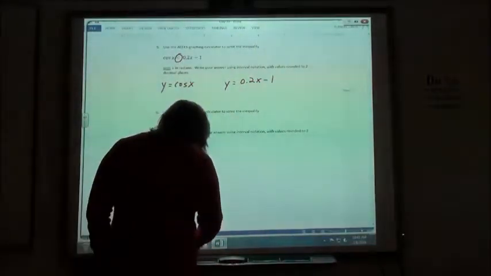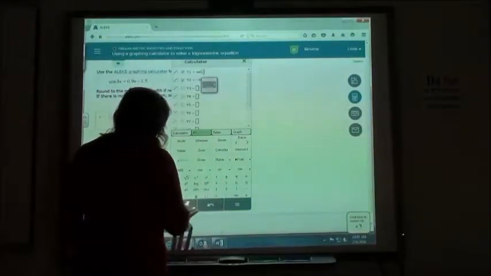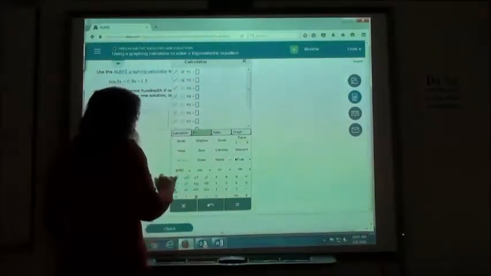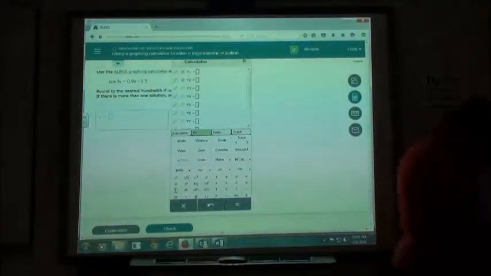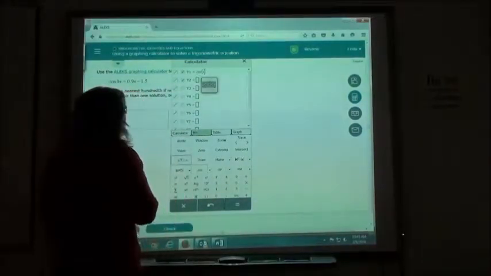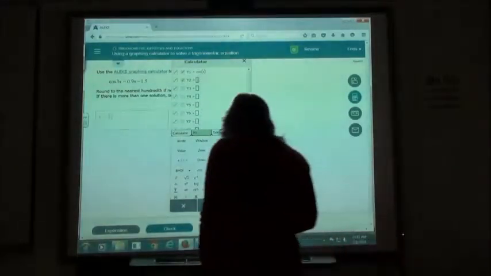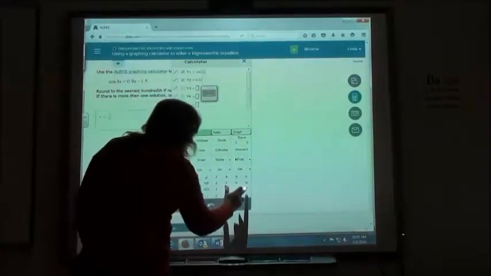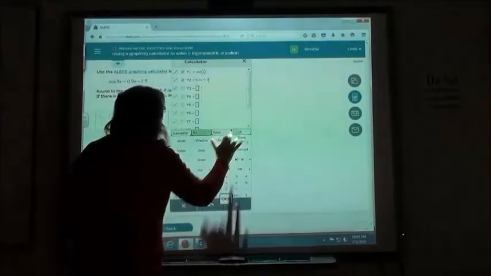So going over to my graphing calculator, hit y equals, I'm going to clear out those ones that are in there already. And so I'm going to graph for number 5, cosine of x for my first one. My second one, I am going to do 0.2x minus 1. So cosine of x, 0.2x minus 1. I'm going to hit graph.